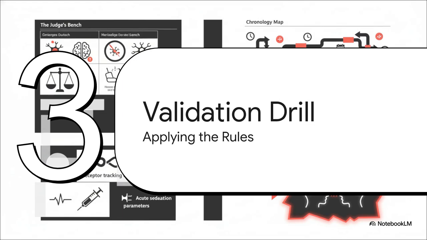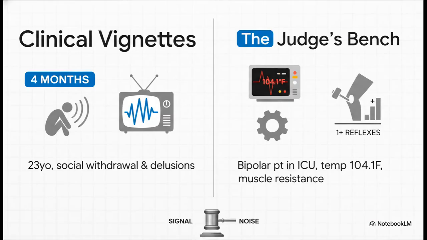Module 4, the mandatory validation drill. All right, it's time to run a hyper-condensed audit of your clinical vigilance. Are you the clinical lawyer or the judge? Here is your docket. Vignette A. A 23-year-old male with 4 months of progressive social withdrawal and fixed delusions that the television is communicating with him. This started suddenly after his final university semester began.